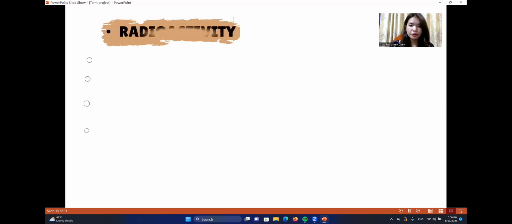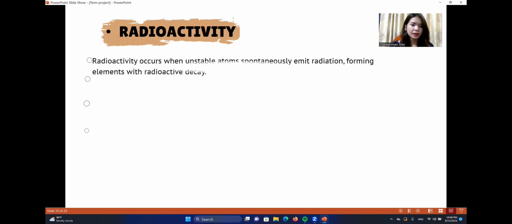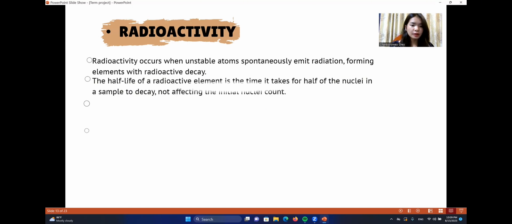And moving on to another content, radioactivity. Radioactivity occurs when unstable atoms spontaneously emit radiation, forming elements with radioactive decay. The half-life of a radioactive element is the time it takes for half of the nuclei in the sample to decay, not affecting the initial nuclear count.